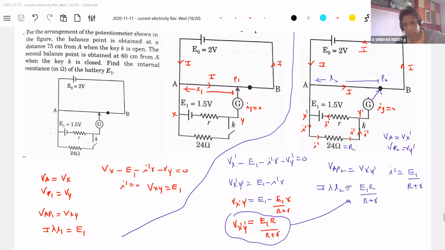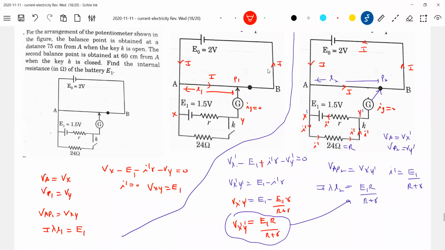I dash R. Okay, I'll correct it. I'll correct it and send it. Somebody is telling I dash R. What is that? Plus it will be. Yeah. Okay.